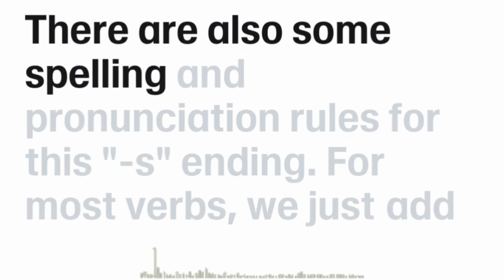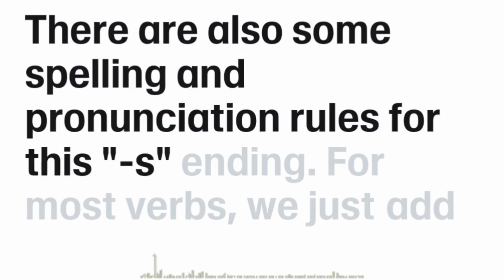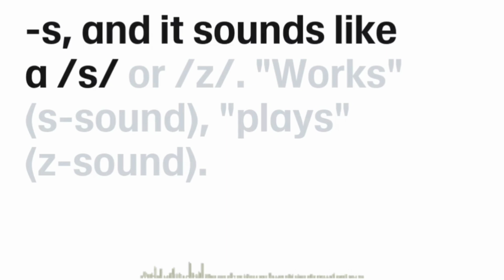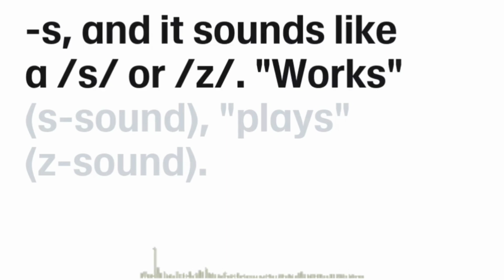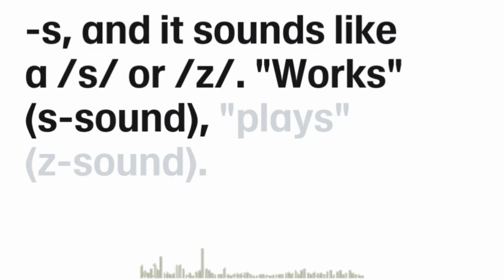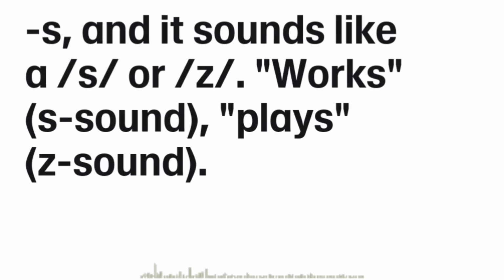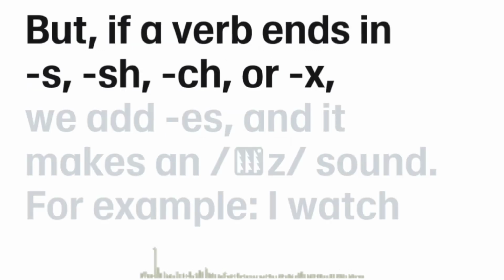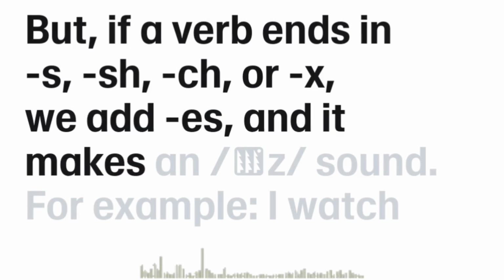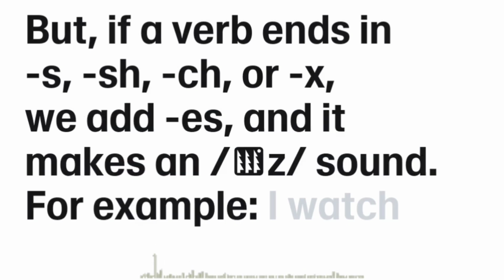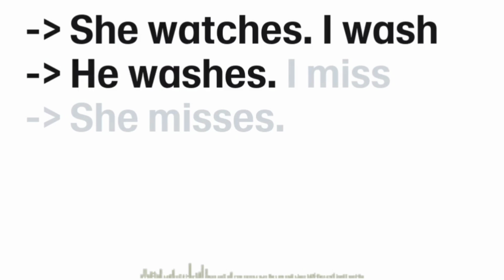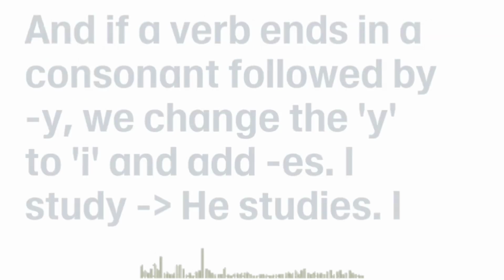There are also some spelling and pronunciation rules for this S ending. For most verbs, we just add S, and it sounds like an S or Z. Works, S sound. Plays, Z sound. But if a verb ends in S, SH, CH, or X, we add ES, and it makes an IZ sound. For example, I watch, she watches. I wash, he washes. I miss, she misses.